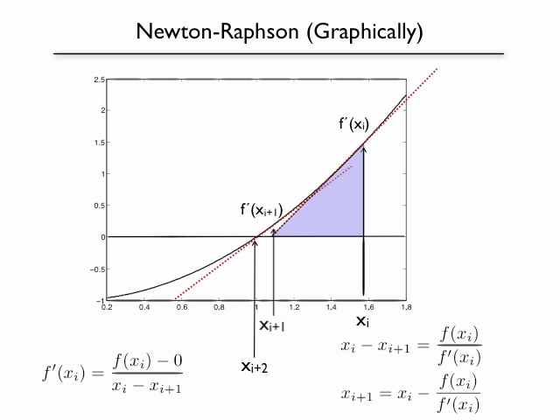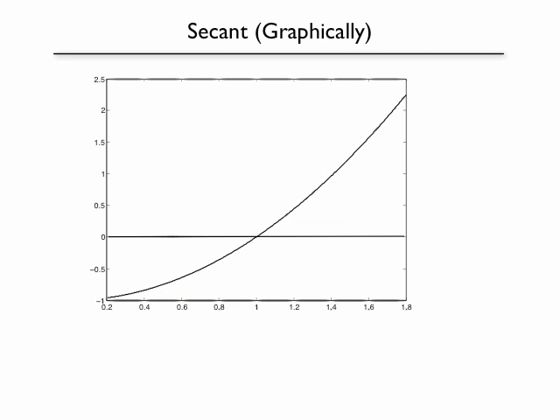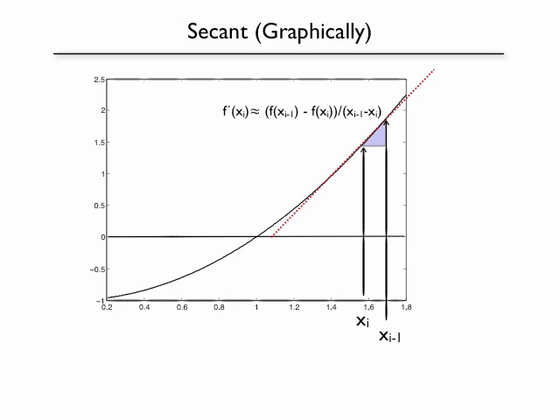So what we need is a way to approximate the derivative. So that takes us to the secant method. So the secant method, again, we have some initial point. We actually start with 2 initial points. And then what we can do is, if those points are close together, we can approximate the derivative with those 2 points.